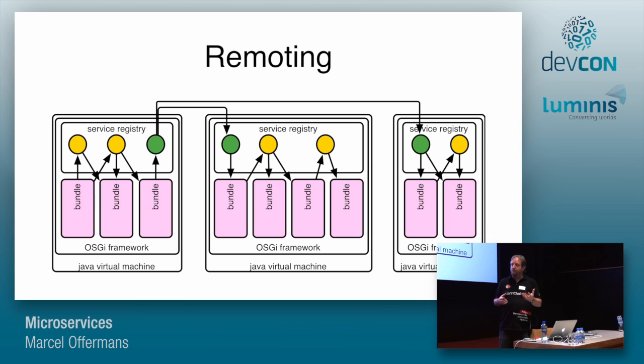And what OSGi actually provides for that is a remote service registry. So with these remote services, you can just say, okay, I have this service here, I want to publish it, and I want to publish it in the whole cluster. It's just a matter of adding a single property to a service, and it will become available in the cluster. Of course, that doesn't happen magically. You need some kind of implementation of this discovery mechanism, and there are actually different kinds of providers for that.